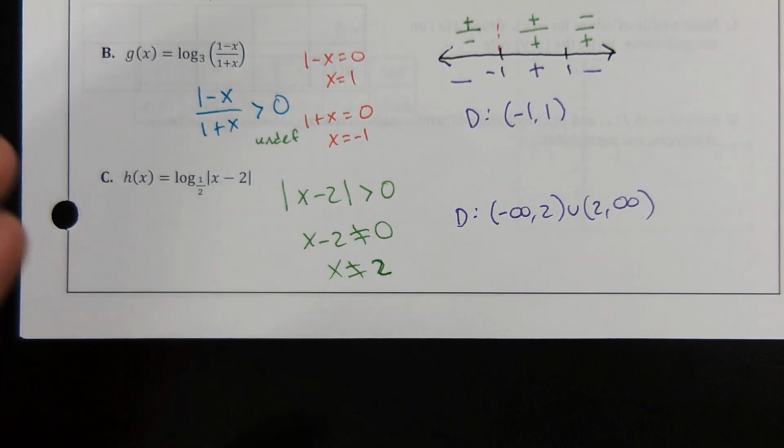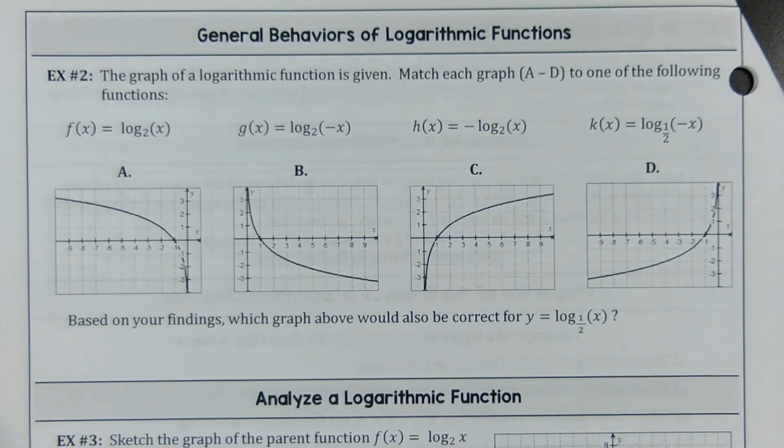Alrighty. Flip them. So do you guys think that you can set your arguments greater than 0 and solve for x and be okay? If you can, then you can definitely find the domain of a logarithm.